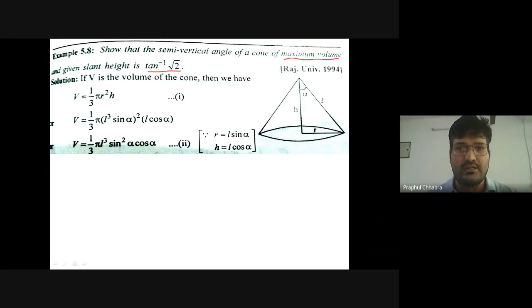It means, in other words, we have to prove that for alpha equal to tan inverse under root 2, we obtain the maximum, or the corresponding value of the function is the maximum value, which is maximum volume here. Right? So we are defining first the volume V of the given cone. Let V be the volume of the given cone, which is 1 by 3 pi r squared h. It can also be written as 1 by 3 pi as it is, which is constant.